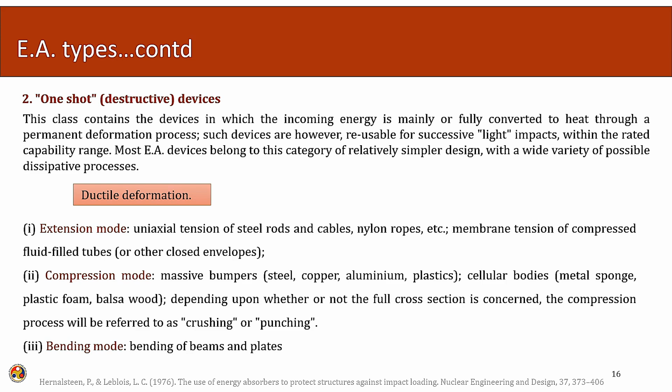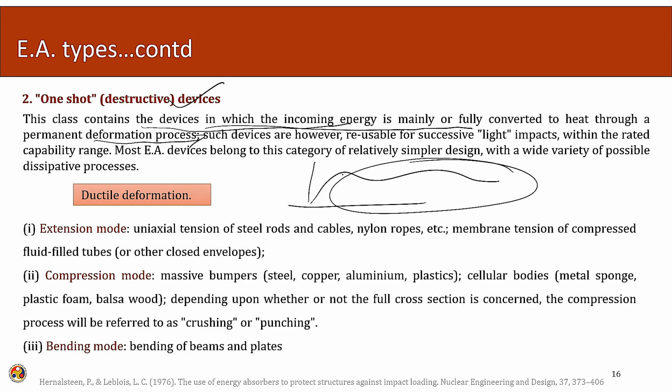There is another class of devices called one shot or destructive devices. In this class, the device contains the incoming energy, and this incoming energy is fully converted to heat through a permanent deformation process, like this plateau formation. So, there is a permanent deformation phase. Such devices can be used for light impacts. Let us say this region remains till here only, and a light impact occurs.